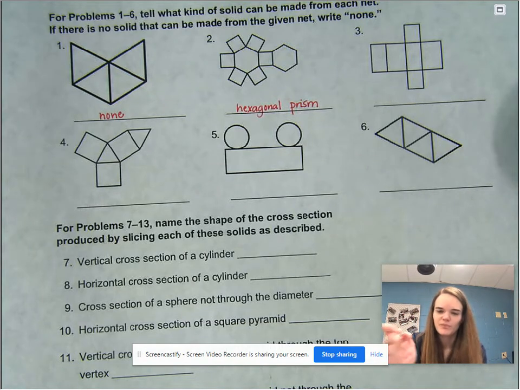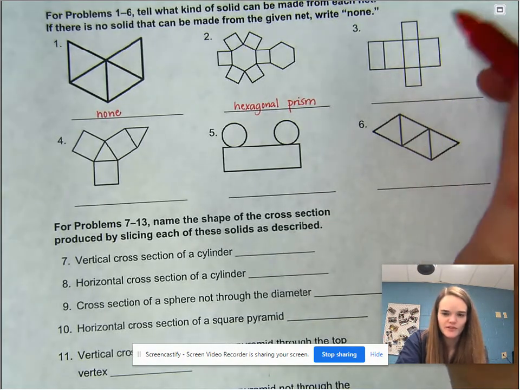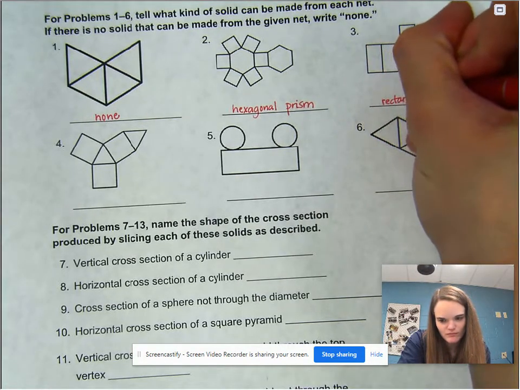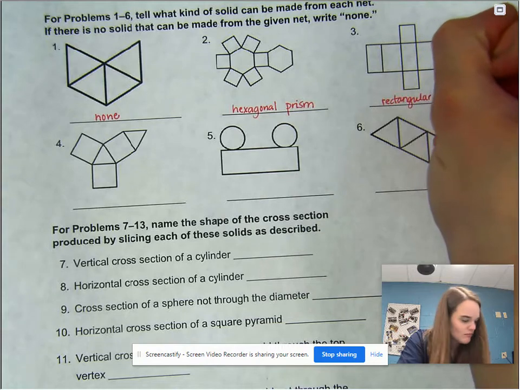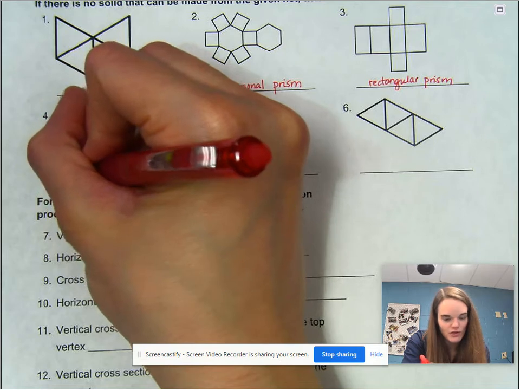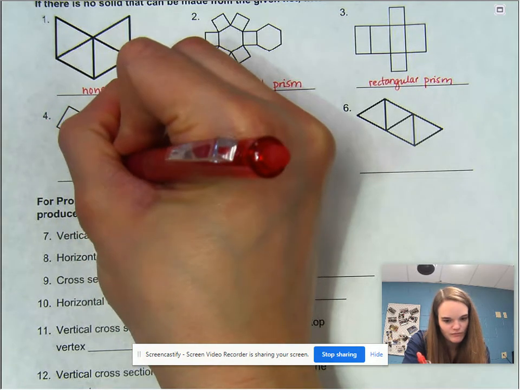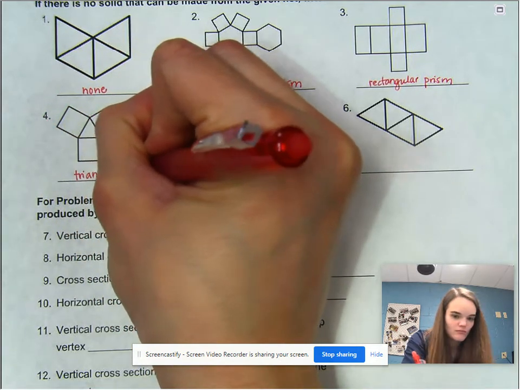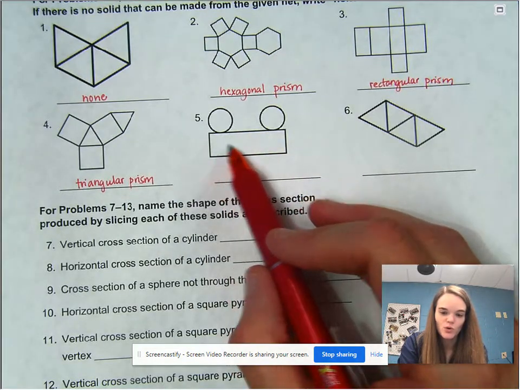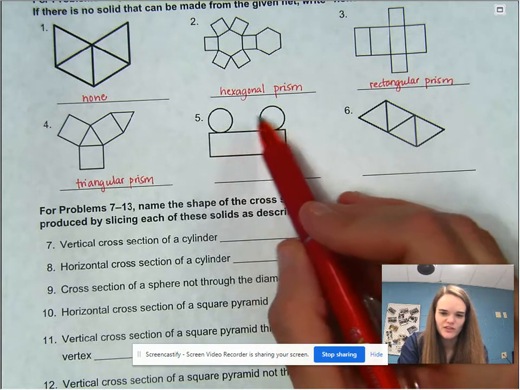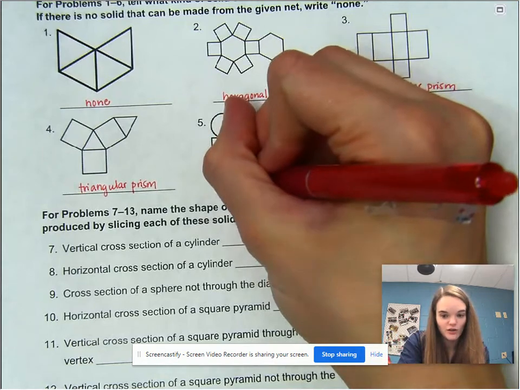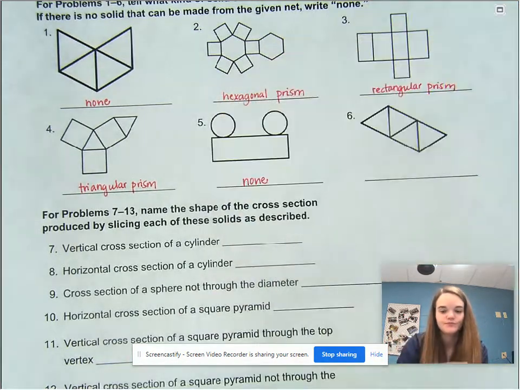Okay. This one, if you fold this in, it's going to be a rectangular prism. A triangular prism. This looks like it's going to be a cylinder, but if you roll this, your bases are going to end up overlapping and you will not have one down here. So this does not create anything. It's got an open hole.